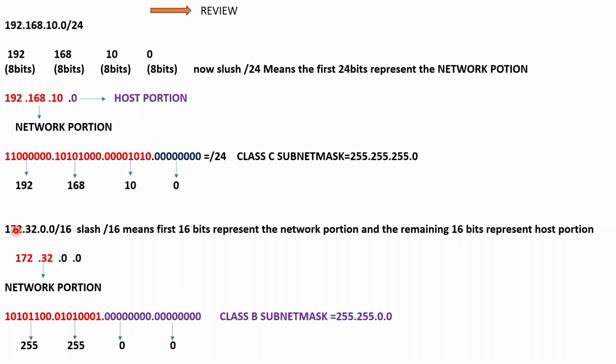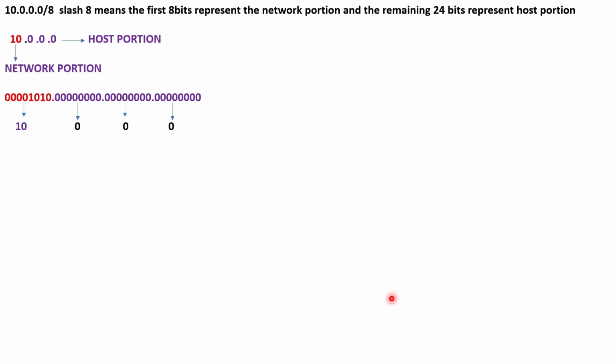Then we had a discussion about the class B network, which is a /16 by default. So /16 means the first 16 bits represent the network portion, while the remaining 16 bits represent the host portion. And the default subnet mask ya class B network is 255.255.0.0. Remember this one also. Also we had a discussion about the range of class A, ambayo range yake inaanzia 1 mpaka 126. So once you see 10, it is within the range of class A.